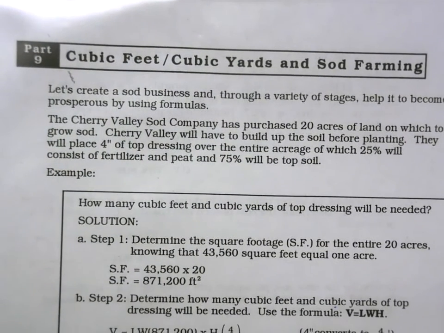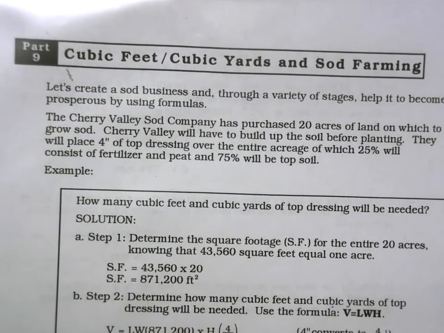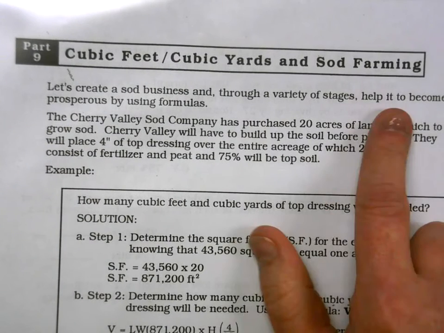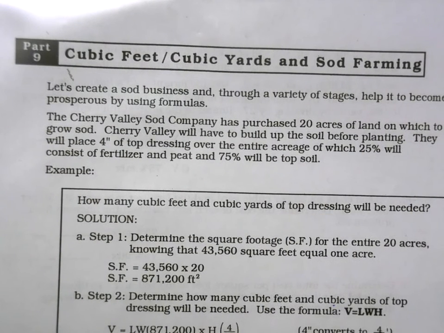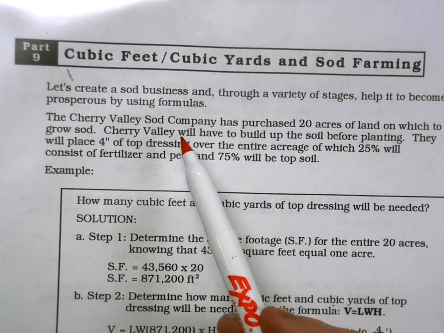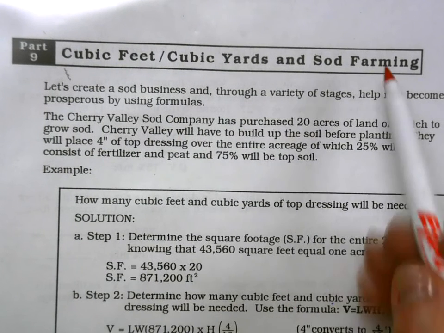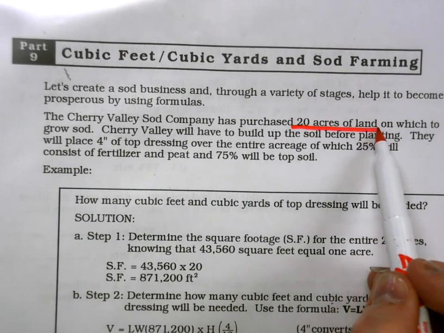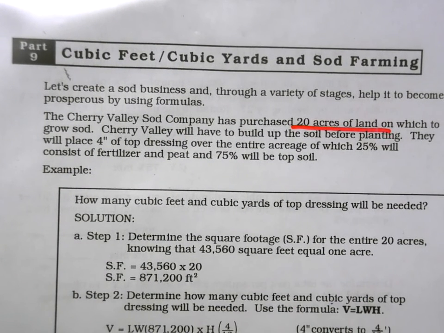So we're going to create a sod business, and through a variety of stages, we're going to help it become prosperous by using formulas. All right, so we're going to call our company Cherry Valley Sod Company for whatever reason. Okay, and we have purchased 20 acres of land to grow sod.